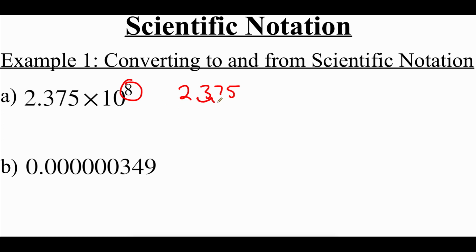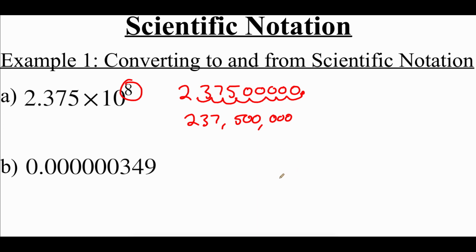So we go 1, 2, 3. Now we've run out of room here, so what I'm going to do is fill in some zeros. So we're at 3, 4, 5, 6, 7, 8. So we've slid the decimal 8 spaces. That gives us the number 237,500,000.